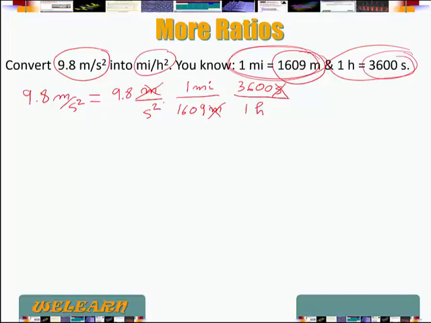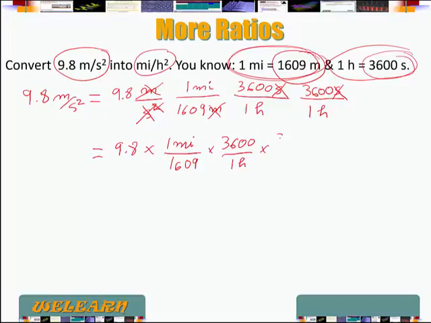So the seconds here cancels this seconds. We are left with another second. So we need to repeat the process by putting this conversion factor again. 3600 seconds over 1 hour, and this seconds now is going to cancel the other seconds, and we are left with 9.8 times 1 mile over 1609 times 3600 over 1 hour and times 3600 over 1 hour.